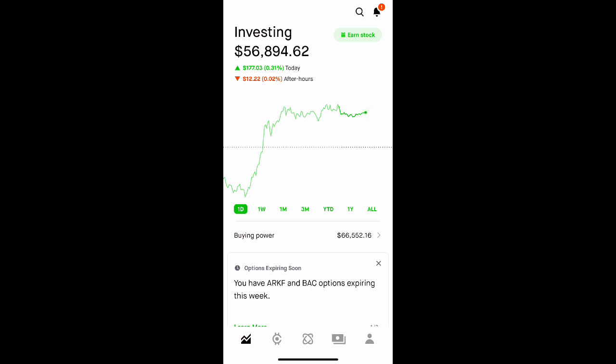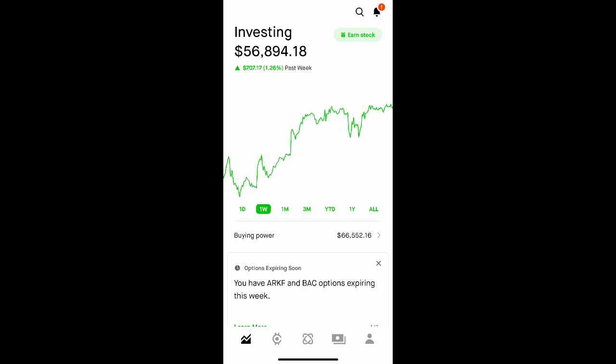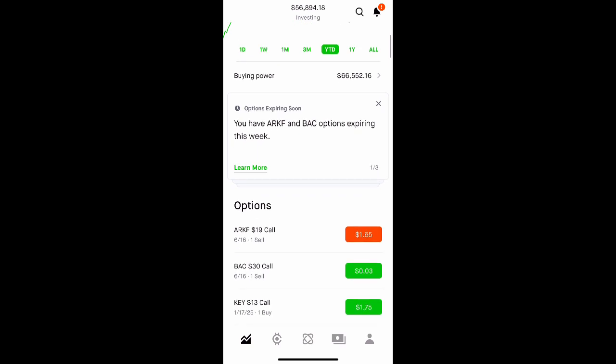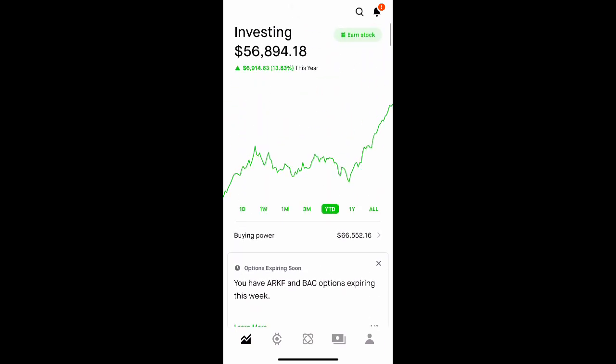When done correctly, this can be a great strategy to build your portfolio over time and eventually generate yourself a nice income stream. As we can see here, guys, I do have a decent amount of buying power that I need to use up. I did have a couple cash secured puts going on Amazon and Google that I just bought back. So I will be making some more trades here very soon, and I will keep you guys updated on those trades in the next couple videos.